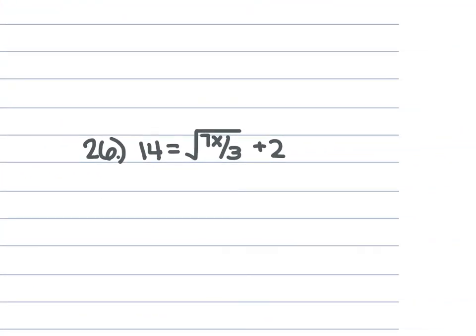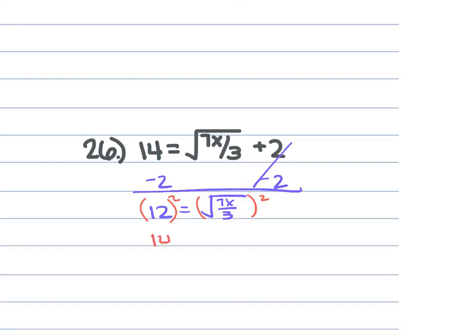For 26, we have 4 is equal to the square root of 7x over 3, plus 2. So we're going to subtract 2 from both sides. We have 12 is equal to the square root of 7x over 3. We are going to square both sides now that our radical is isolated. This 12 squared is 144. And the square root of 7x over 3 squared is 7x over 3.